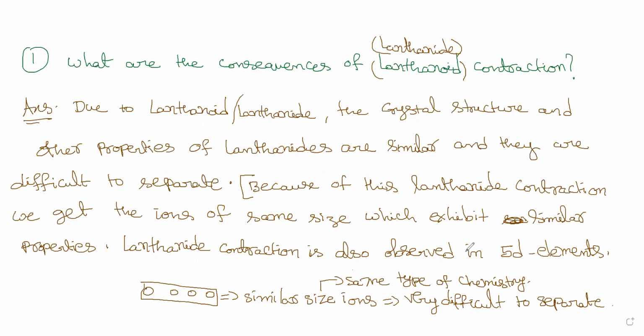So they have same kind of chemistry. If you have similar kind of ions, they have same kind of chemistry, so it is very difficult to separate. Okay, that is the problem. So can I clear this one? Okay, hope I can clear.